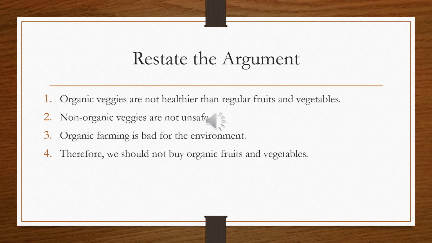So here the argument is restated for you. I've simplified and paraphrased all of the premises, and I've put the argument in standard form. So here's the argument. Organic veggies are not healthier than regular fruits and vegetables. Non-organic veggies are not unsafe, and organic farming is bad for the environment, therefore we should not buy organic fruits and vegetables.